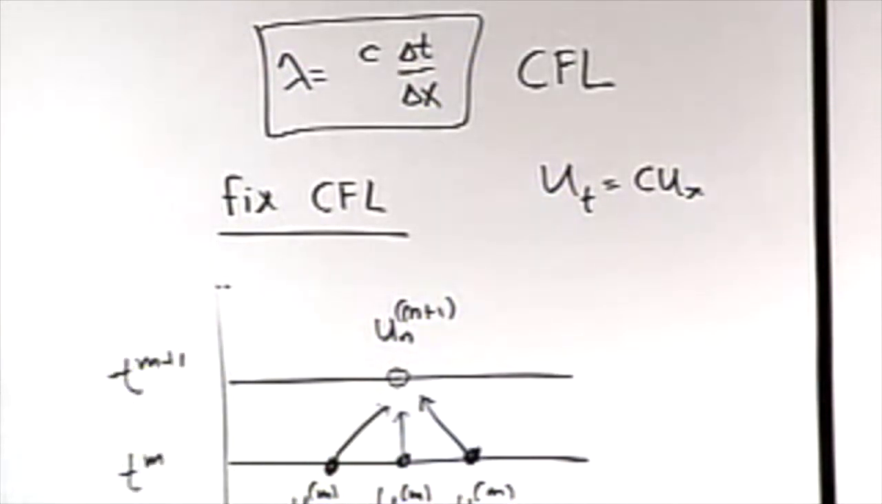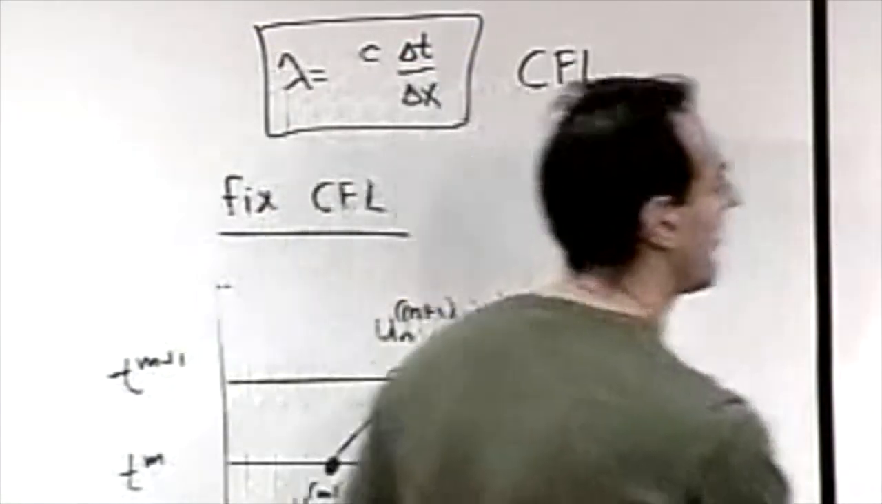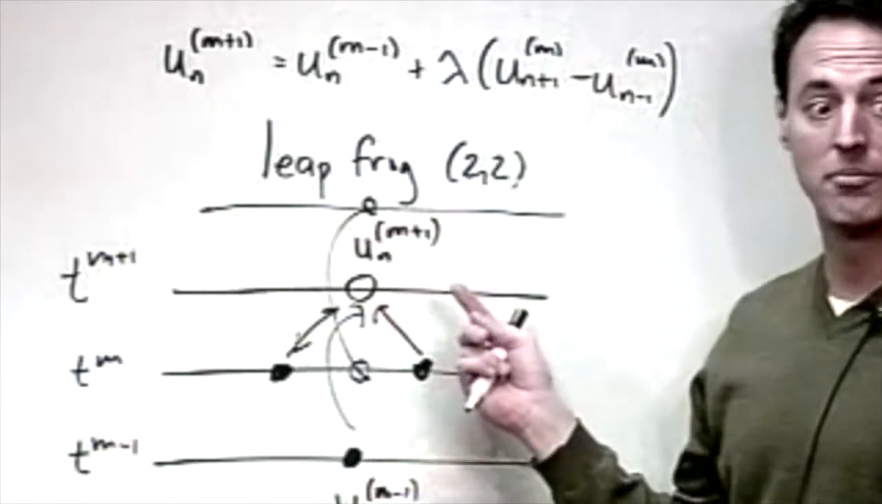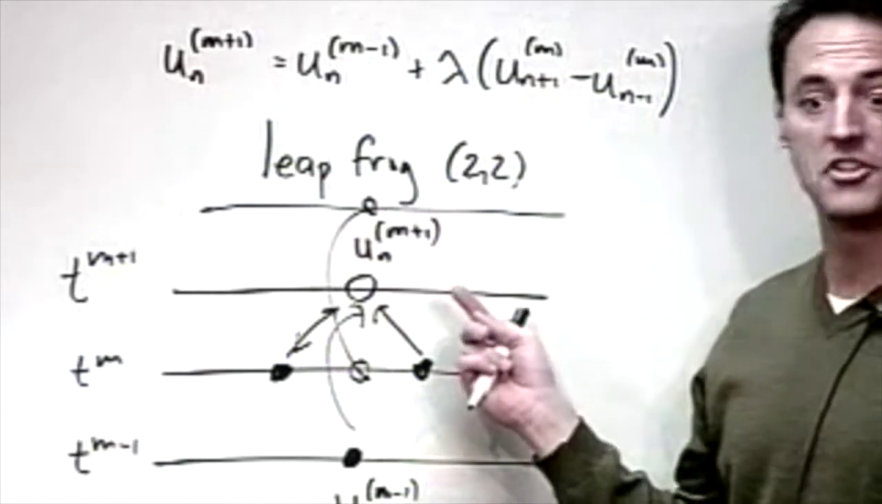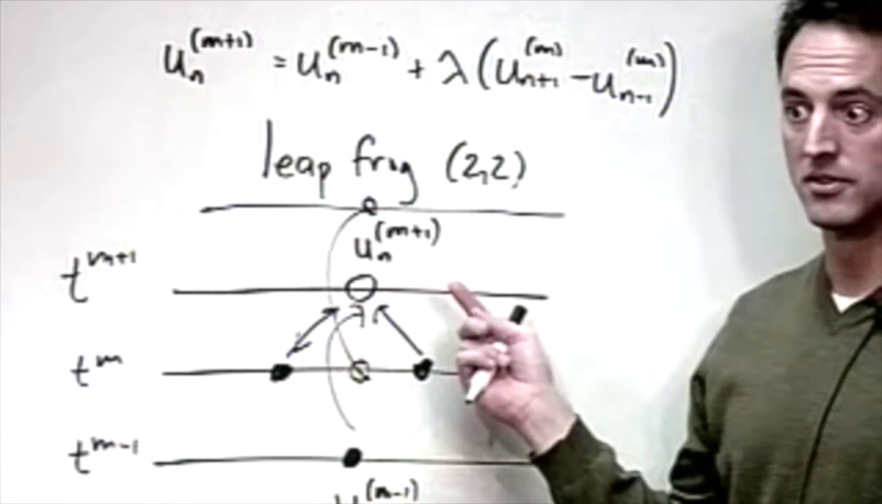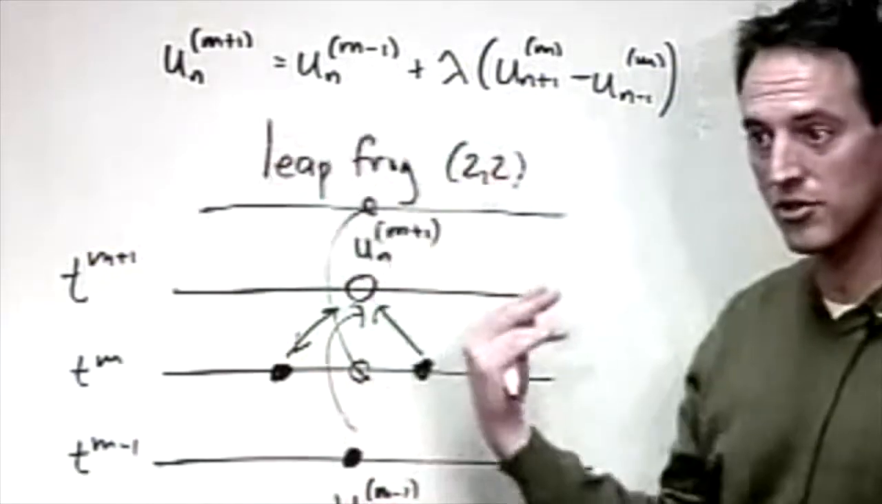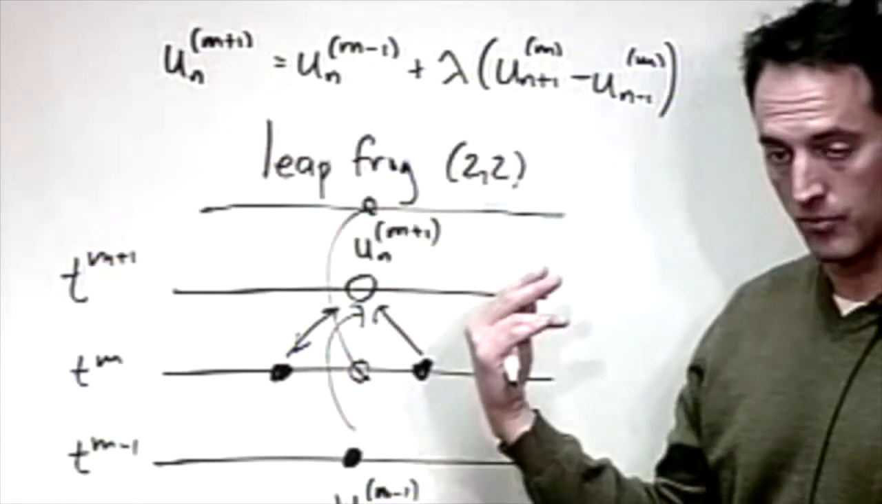So the scheme you pick is very important. Leapfrog, however, Leapfrog is very stable for wave propagation equations. It's unstable for heat equations. So depending upon what kind of equation you have, you don't use that one or this one.